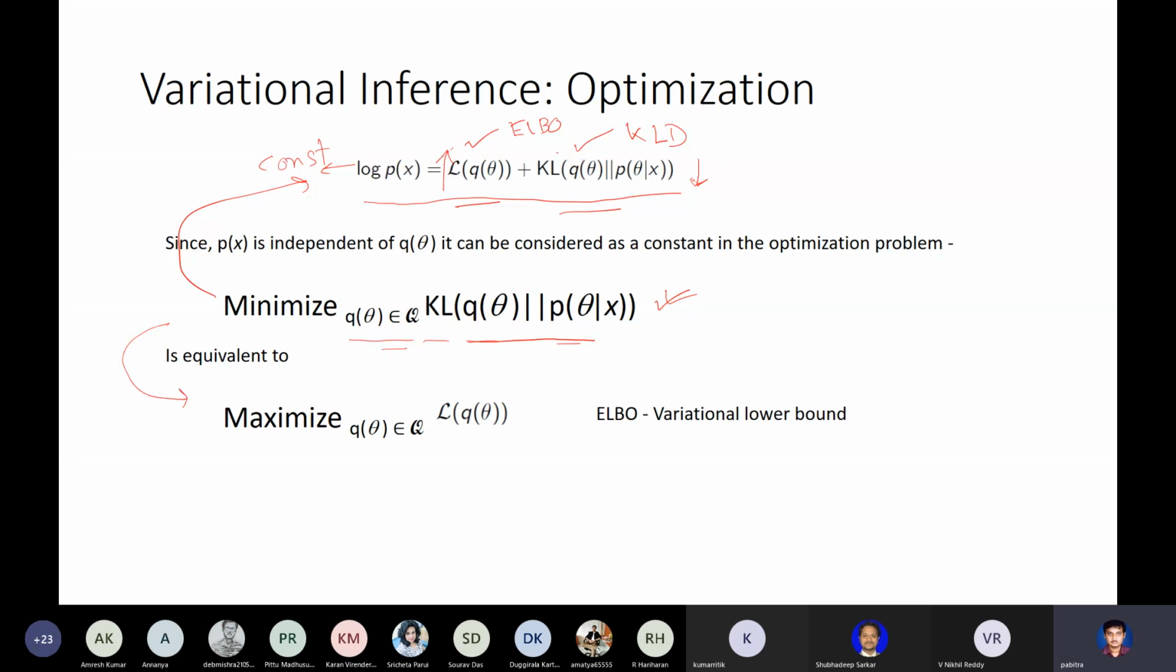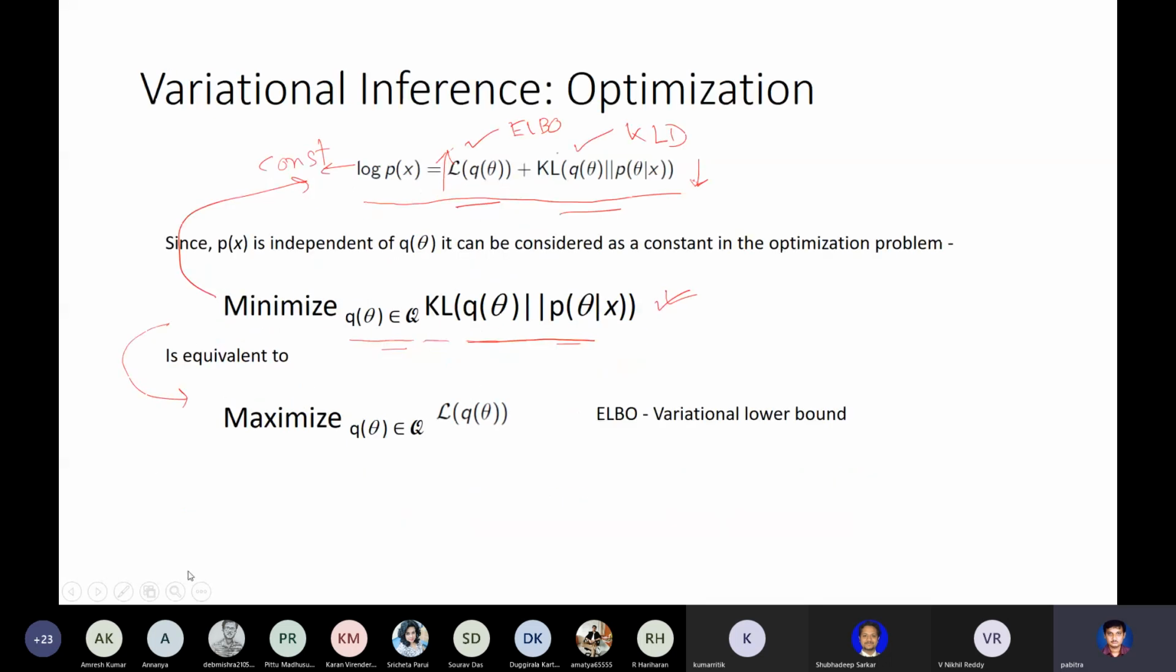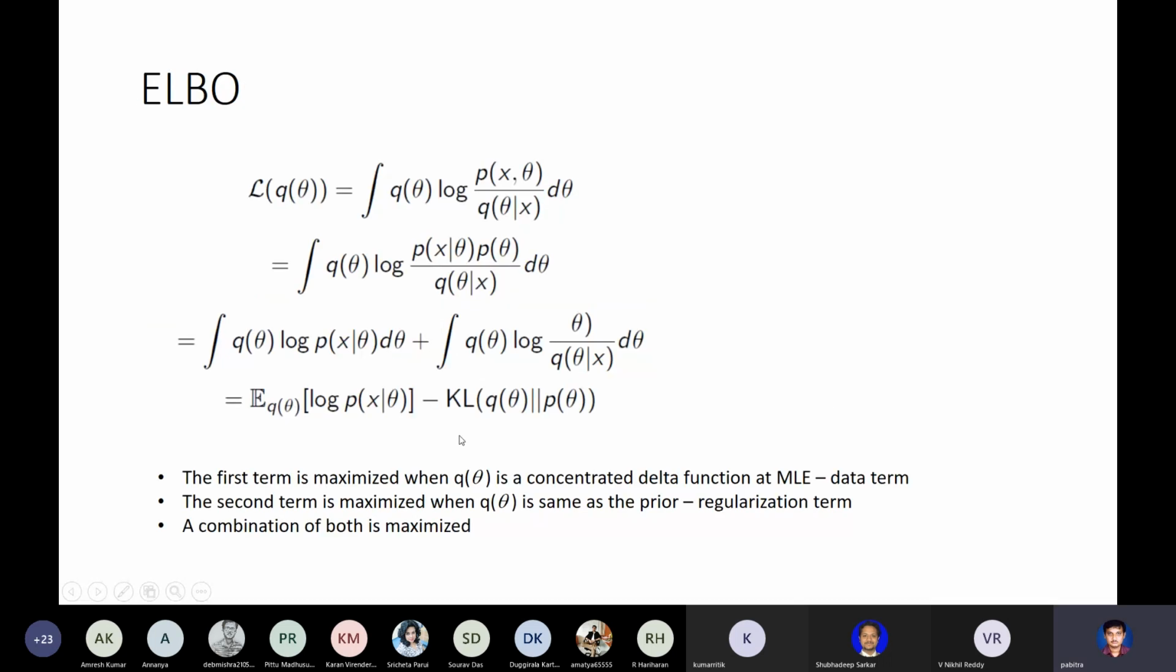Similar things are being done. Okay, so this is the second problem, the one which you are now interested in. Let us look at it in more detail. Okay, so we have to maximize this ELBO. Let us look at the definition of ELBO.